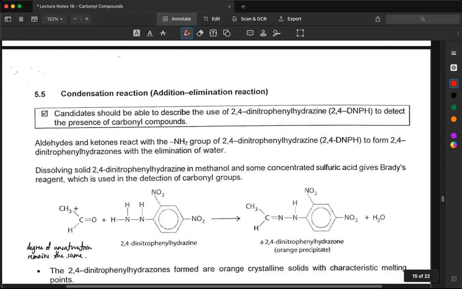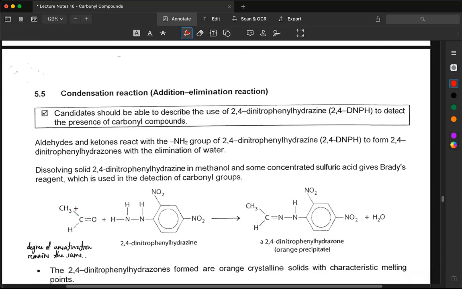Another reaction is condensation, or we call it an addition-elimination reaction. So aldehyde and ketone react with the NH2 of this chemical compound called 2,4-dinitrophenylhydrazine, in short, 2,4-DNPH. So it will form 2,4-dinitrophenylhydrazones and eliminate water. That's why it's called condensation, because a small molecule is eliminated.